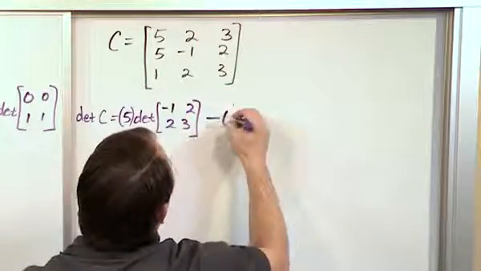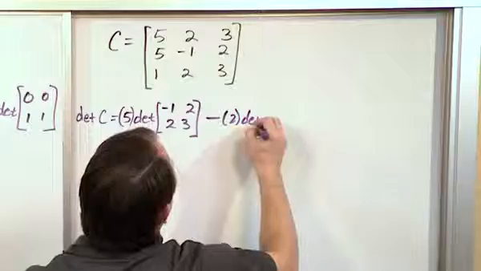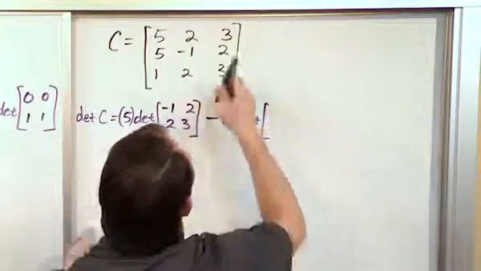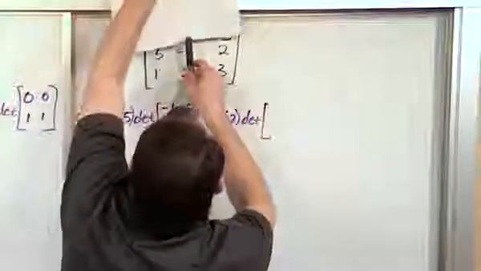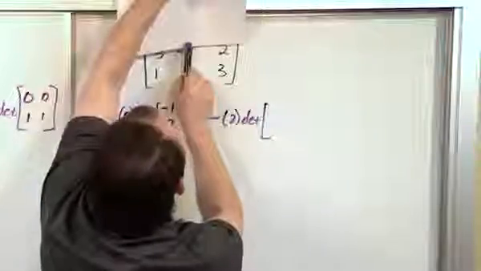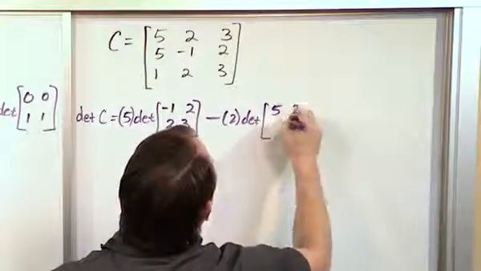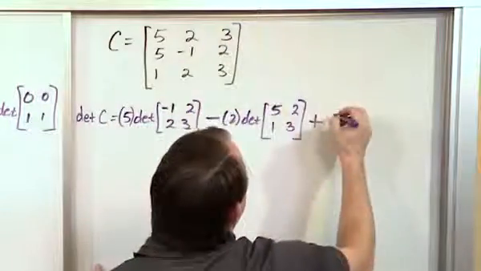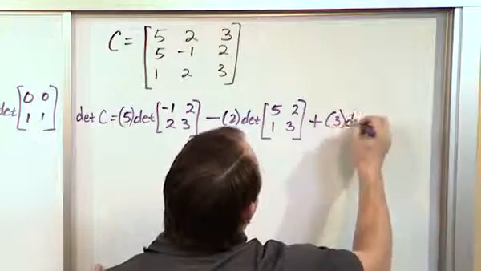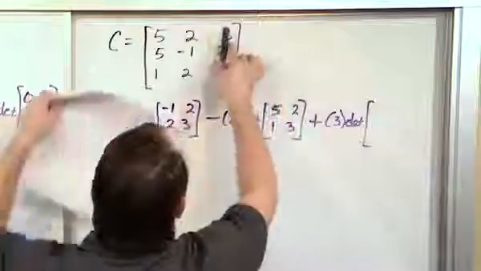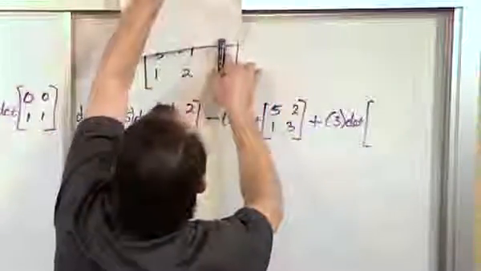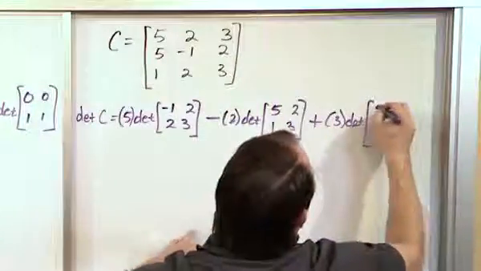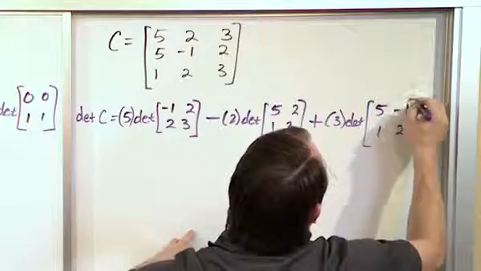Then we have a 2 times the determinant of the submatrix that's left when we cross this guy with this guy. 5, 2, 1, 3. And then we add to it, we have the third guy times the determinant of what's left when we cross this guy out with this guy. We have 5, negative 1, 1, 2.